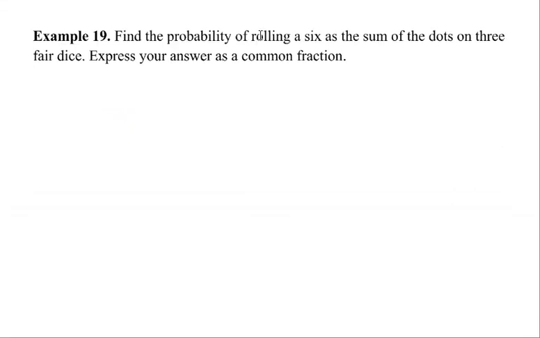That's easy. Okay, the probability of rolling 6 as the sum of the dots on the 3 fair dice. Express your answer as a common fraction. Is it the same as the previous one? No, it's basically like one and the same. They're similar, but a little bit different. Okay, who is gonna help me then?